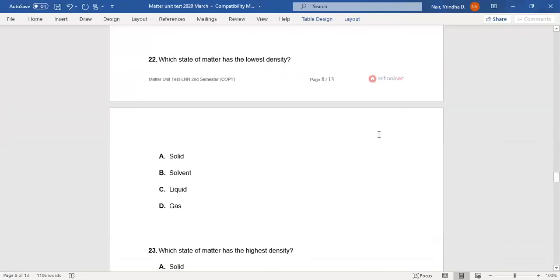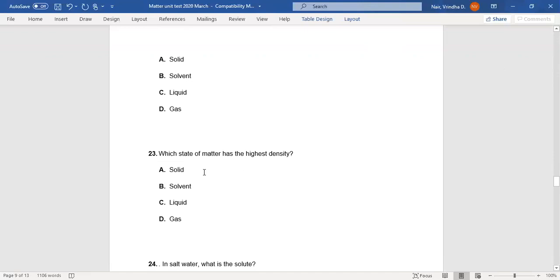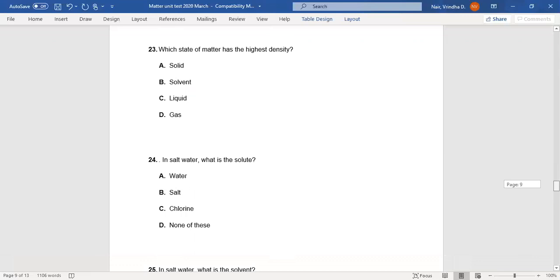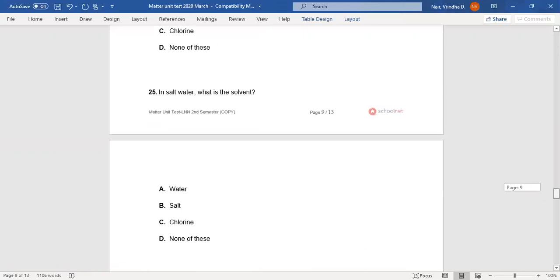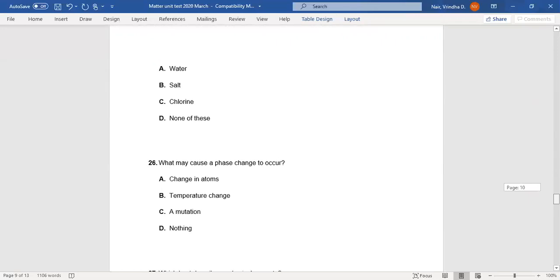Which state of matter has the lowest density? Solid, solvent, liquid, or gas? Which state of matter has the highest density? Solid, solvent, liquid, or gas? In salt water, what is a solute? Is it water, salt, chlorine, or none of these? In salt water, which is a solvent? Water, salt, chlorine, or none of these?